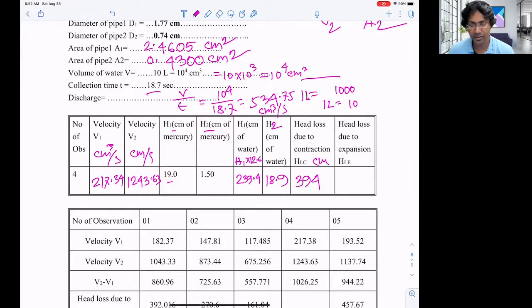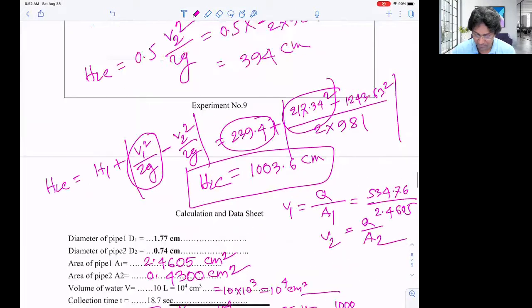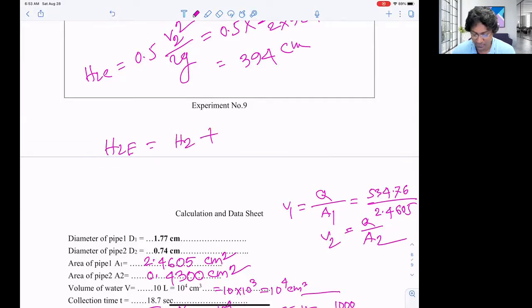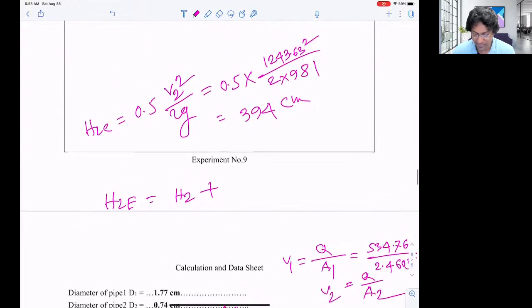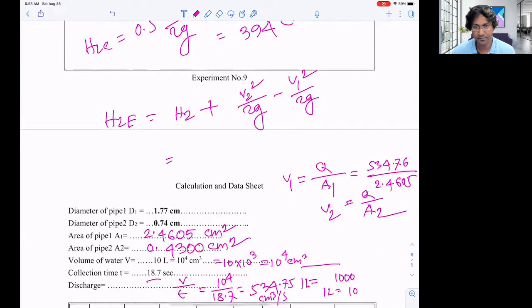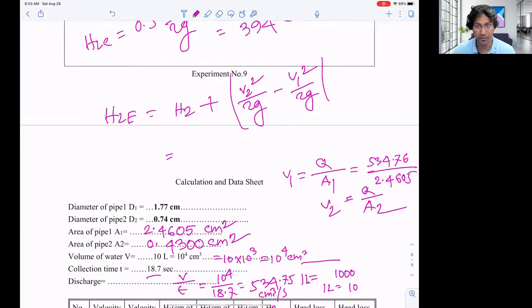So head loss due to sudden expansion, we can use that formula as well, right? And we can use our previous formula. I'm just checking both calculations. So HLE, you know that it should be H2 plus the same difference we just mentioned here, V2 squared divided by twice G minus V1 squared divided by twice G. It will be the same value, right? These values are same for both, but we won't use that. Let me just quickly calculate the value.